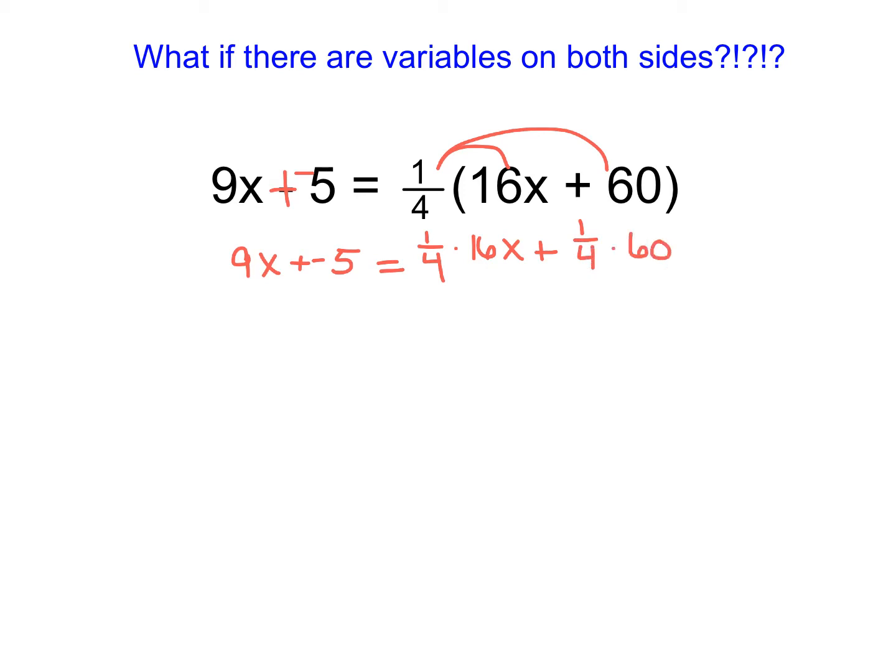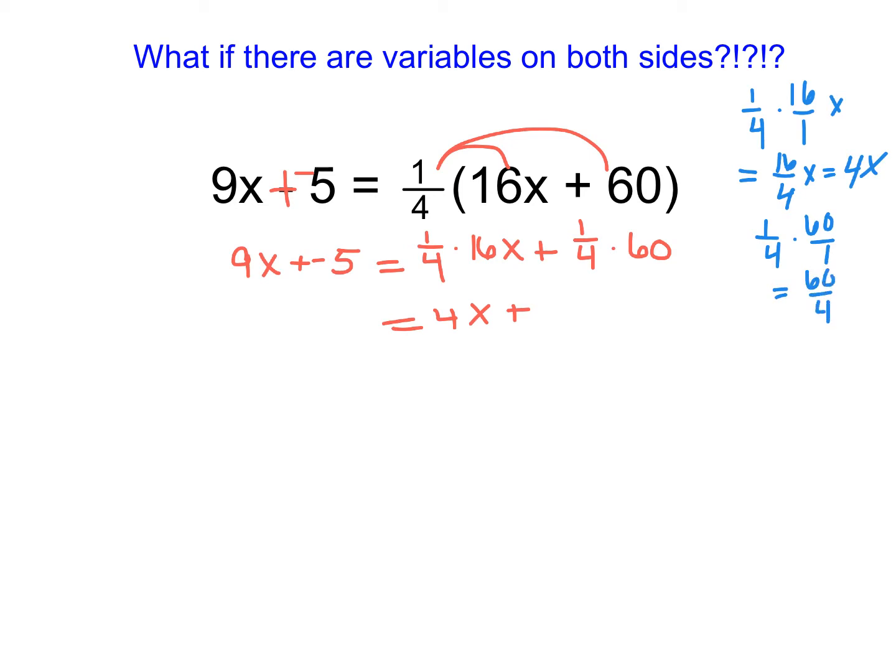And then just to help myself out, I'm going to do some calculations off to the side. So I have 1/4 times 16 over 1. Well, and there's an x in there. So this becomes 16 over 4, which is 4x. So I've rewritten that right-hand side first fraction to be 4x plus, and then I need to do the next one. So we have 1/4 times 60 over 1, which is 60 over 4, which is 15. So again, I've rewritten that second one to be 15.